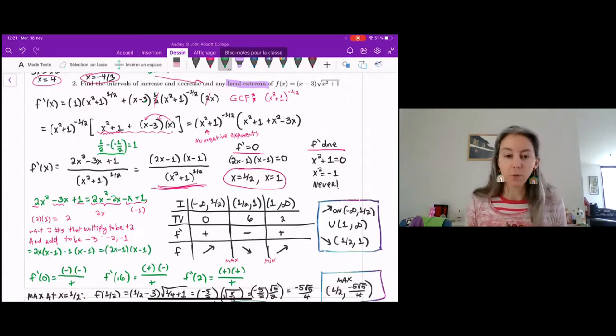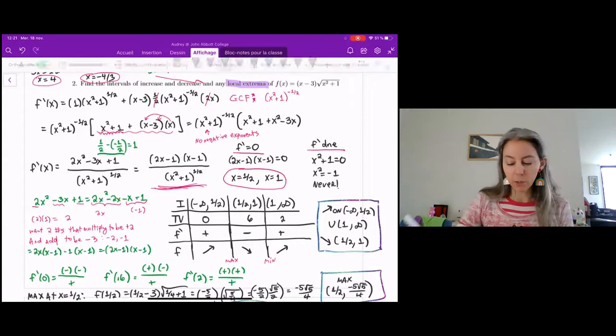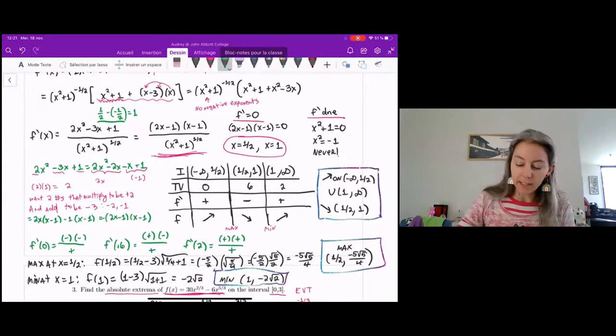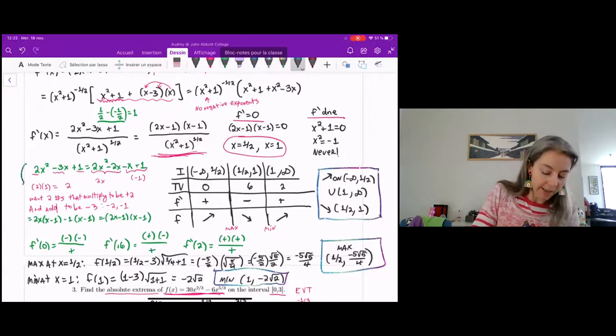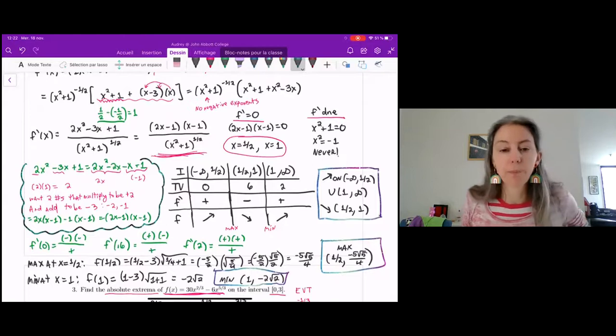So here I have f prime equals 0, and I can immediately see that that gives me x equals 1/2 and x equals 1. Where it doesn't exist, x squared plus 1 equals 0, that never happens, because in order for that to happen, we would have to have x squared be a negative number, which we know isn't possible.